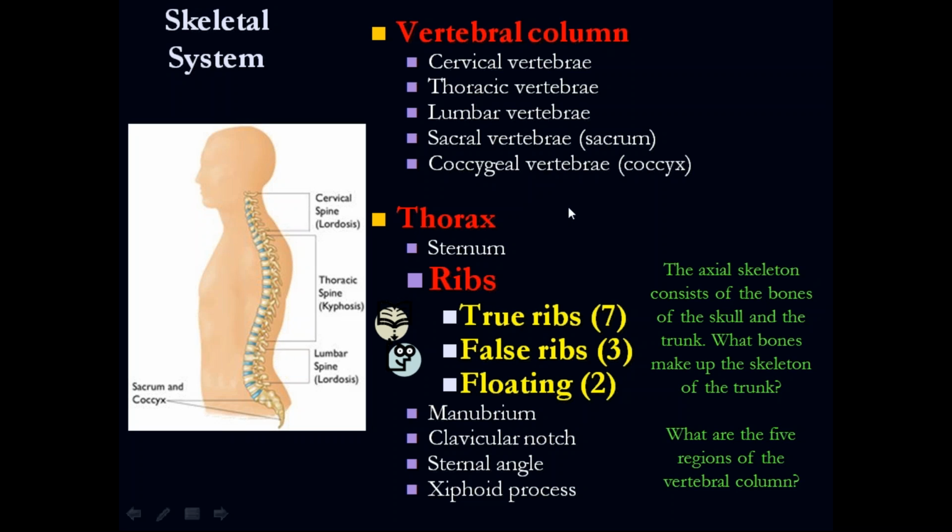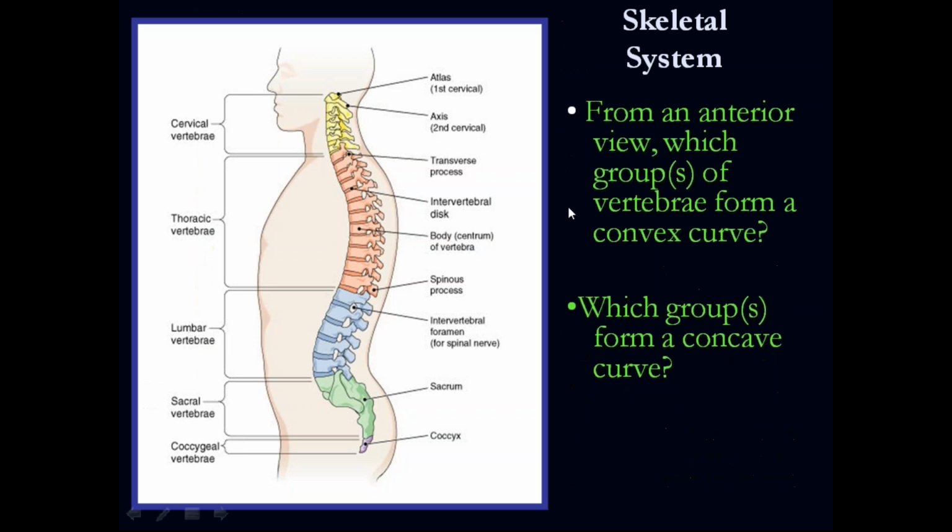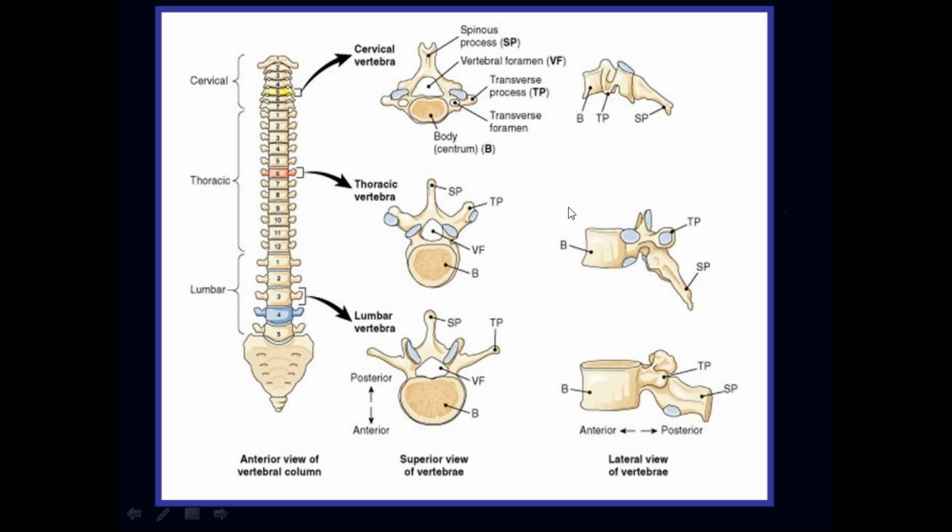Okay, so we need to review the ribs, the true ribs, the false ribs, and the floating ribs. Just remember everything posteriorly, dorsally, is attached to the thoracic vertebrae. Anteriorly is variable, that's why the names change. True ribs directly attach to the sternum. False ribs attach indirectly to the sternum because they are attached through a cartilage. And the floating ribs are not attached at all to the sternum.